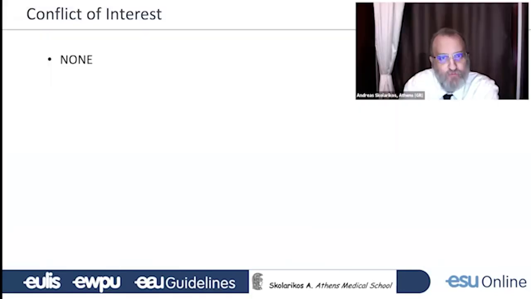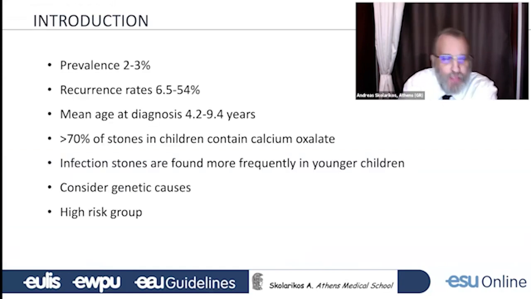I have no conflict of interest. You know that the prevalence of stones in children is low, but the recurrence rate is high. Although more than 70% of stones in children contain calcium oxalate, every type of stone can be seen in children. By definition in the EAU guidelines, we consider children a high-risk group and they should be treated like that.